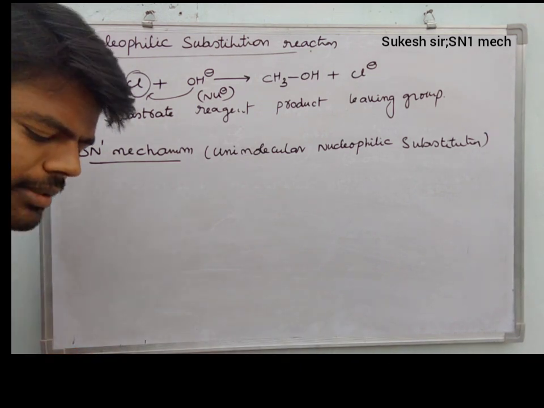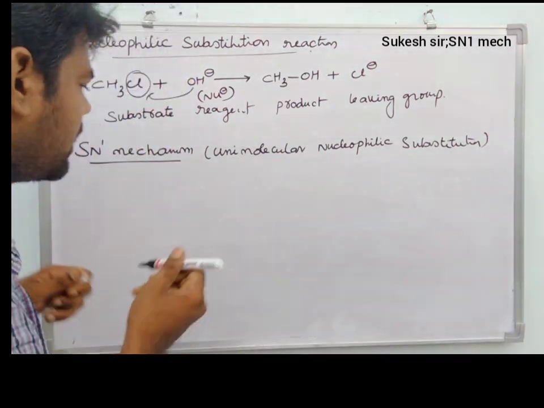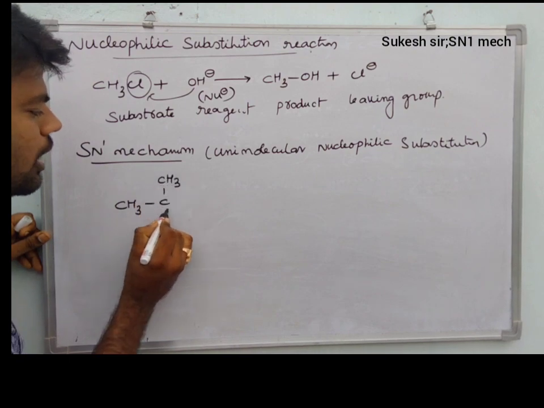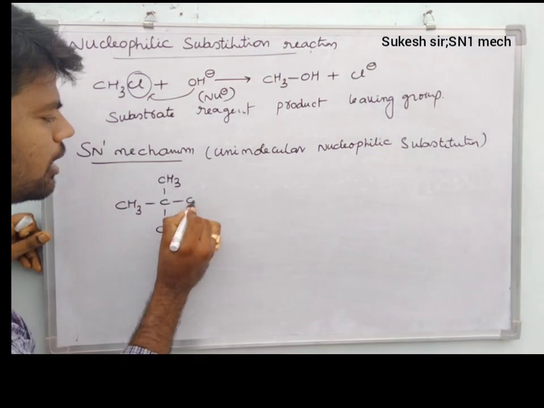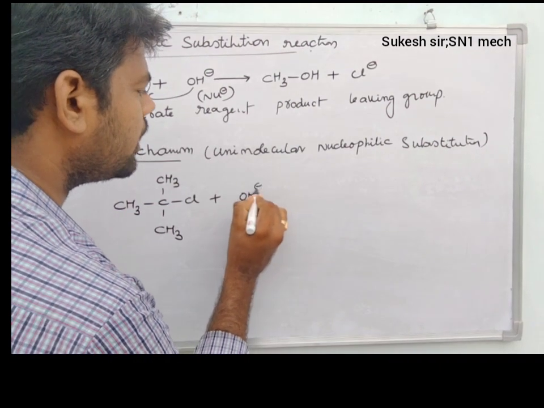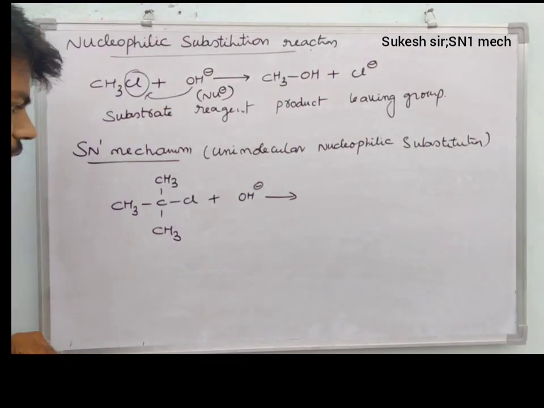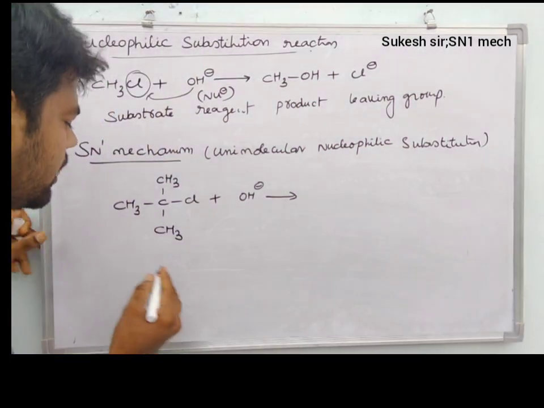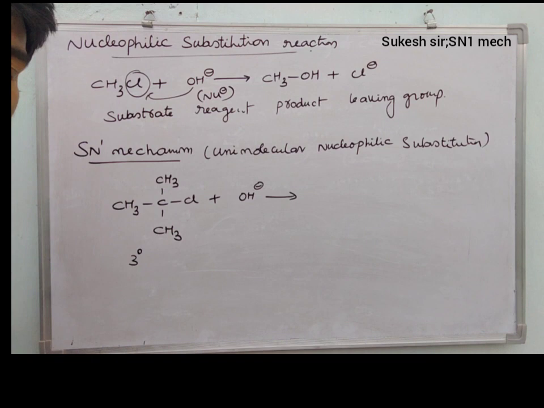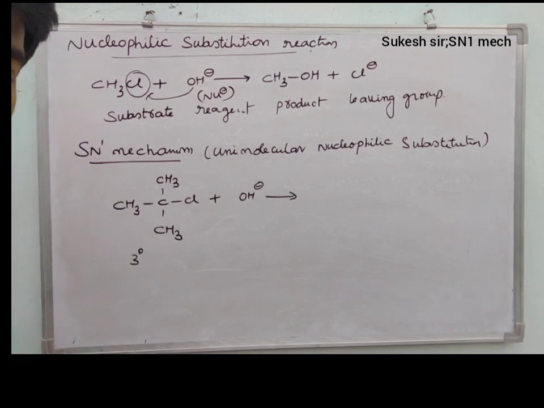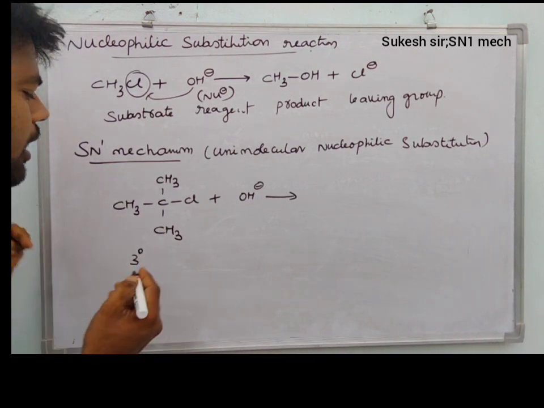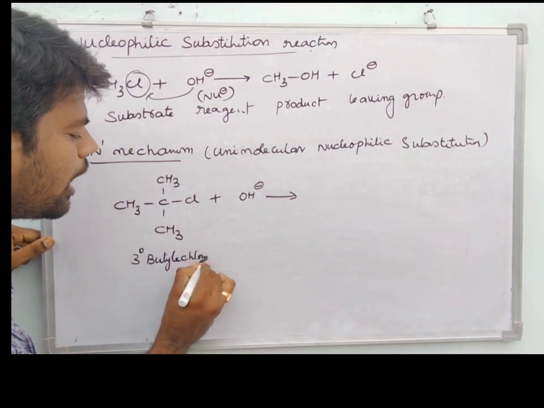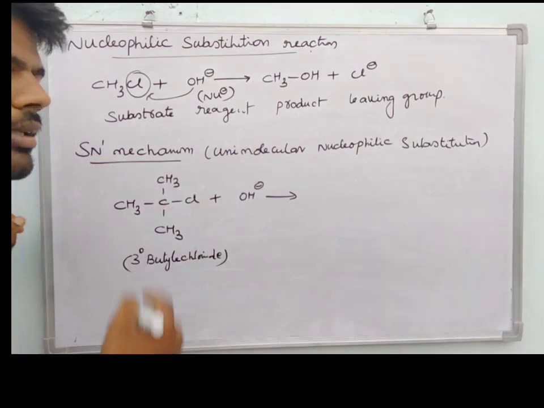To understand the SN1 mechanism very clearly, I initially take CH3, C, CH3, down one CH3 group and one chlorine. It is treated with OH minus. Friends, we know that if a carbon is connected with three carbons, that carbon is said to be a tertiary carbon. In total there are 4 carbons, therefore it is said to be tertiary butyl chloride. This tertiary butyl chloride is treated with OH minus.